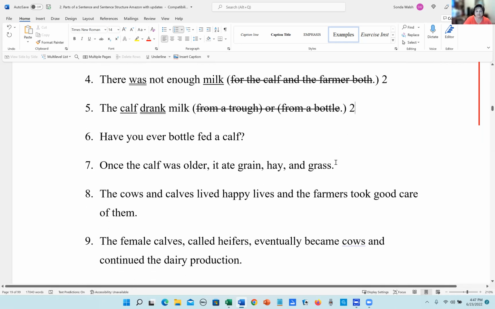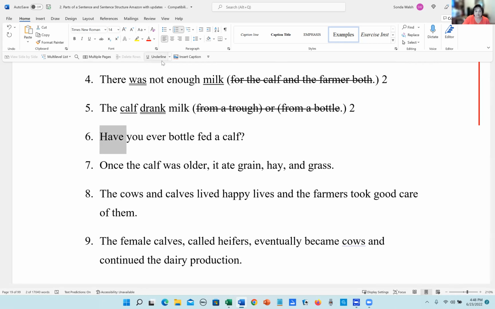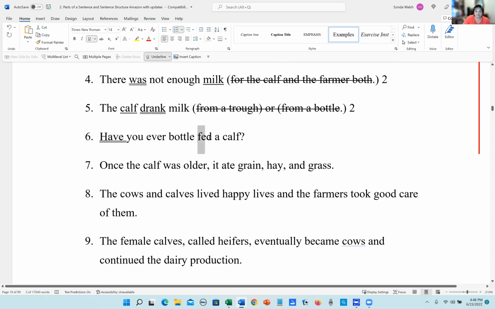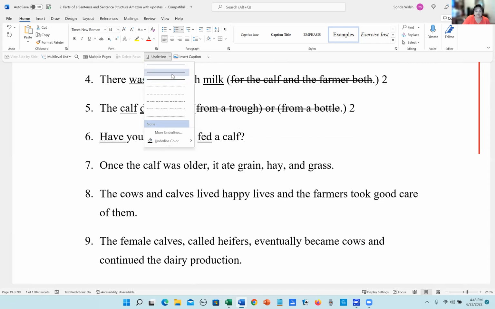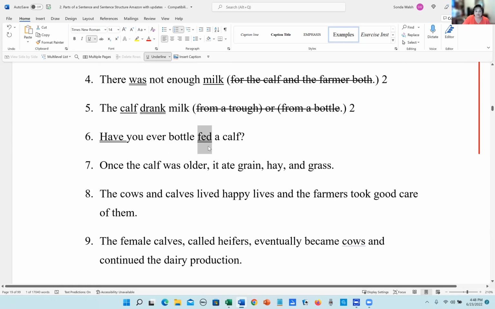Okay, number 6 is a question. So that tells me my subjects and verbs are going to be inverted. So I'm going to find my verb. "Have" is a verb. Who has? Has what? How about "fed"? There we go. That makes more sense. Now, who has fed a calf? And the answer to that is you. Have you ever bottle fed a calf? You have ever. Okay.